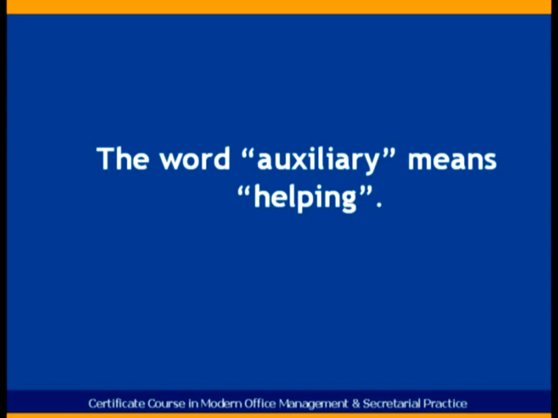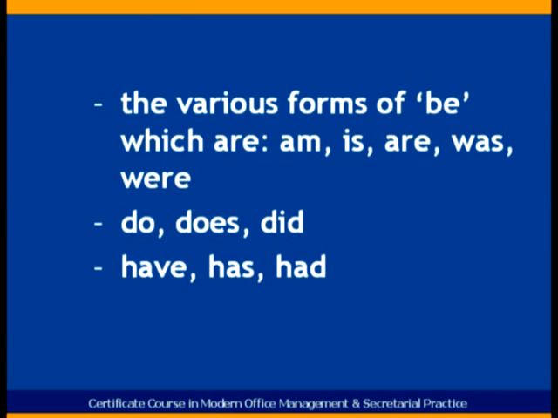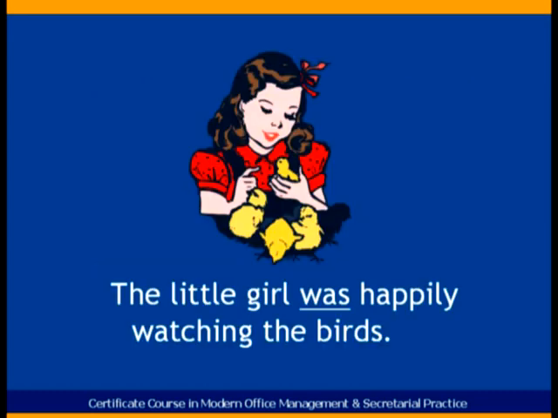Now let us practice the use of the following auxiliaries: the various forms of be, which are am, is, are, was, were; do, does, did; have, has, had. Look at these sentences and try to understand how the 11 auxiliaries that are used as verbs can be applied in sentences. The little girl was happily watching the birds.